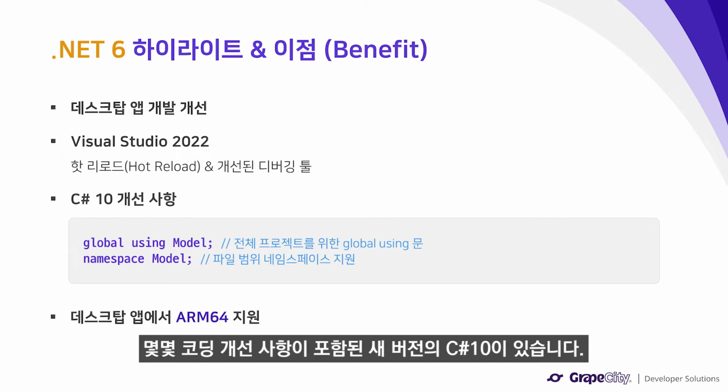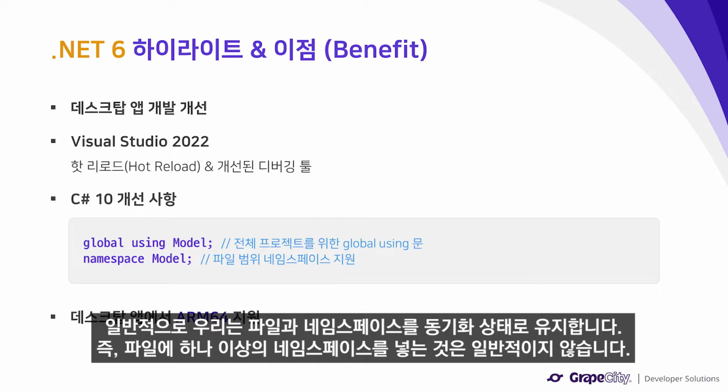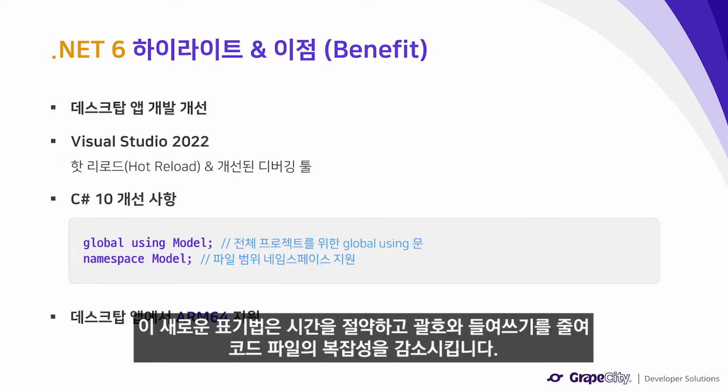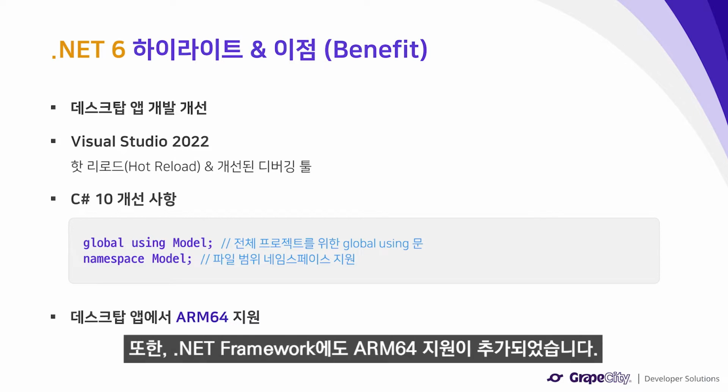There's a new version of C#, version 10, which includes some quality of life coding improvements. Two that stand out to me, which are great time-saving features, are the global using statement for the entire project, as well as the shorter notation for namespaces. So typically we keep files and namespaces in sync, meaning it's not common to put more than one namespace in one file. So this new notation realizes that and saves time, reducing all the brackets and the indentation complexity of your code files.